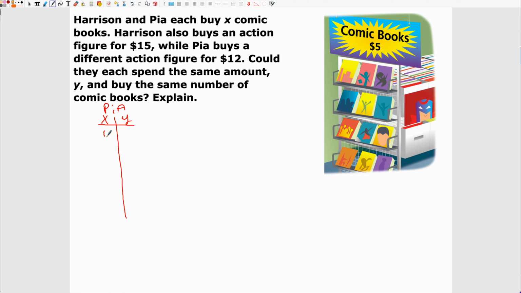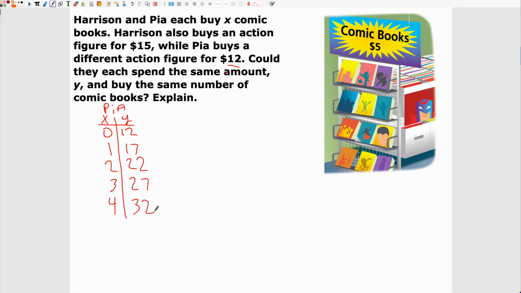Y is the money. So if she buys 0 comic books, how much did she spend on the action figure? $12. So she buys 0 comic books, that's 0 times 5, and then she would add the $12 for the action figure. Then she buys 1 comic book. How much does a comic book cost? $5. So $5 for the comic book plus $12. How much did she spend? 17. If she buys 2 comic books, that's 2 times 5 is 10, plus the $12 is 22. If she buys 3, see where this is going? Do you see a pattern? Every time it's adding what? $5. So this would be 27, and if she buys 4 comic books, that would be 32.